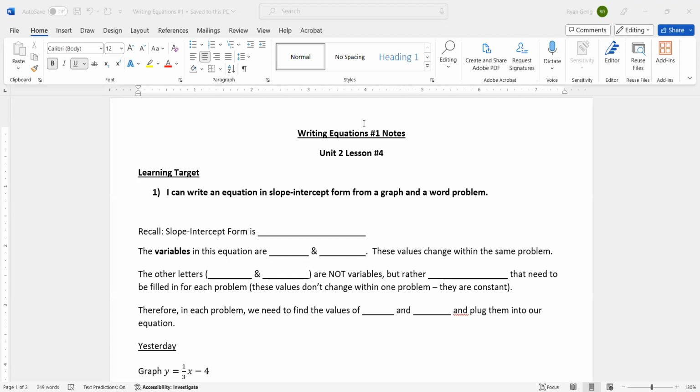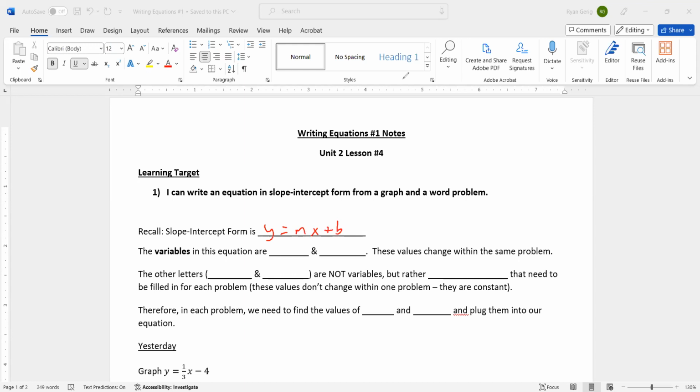Last lesson, we learned how to graph in slope-intercept form. Today, we're going to go the opposite way. We're going to start writing equations. This is the first of two lessons where we're going to write equations. We'll start with slope-intercept form. Just recall what that was. It was y equals mx plus b.